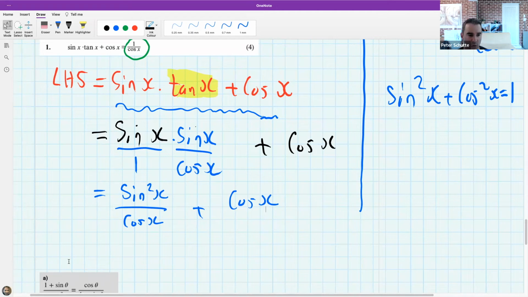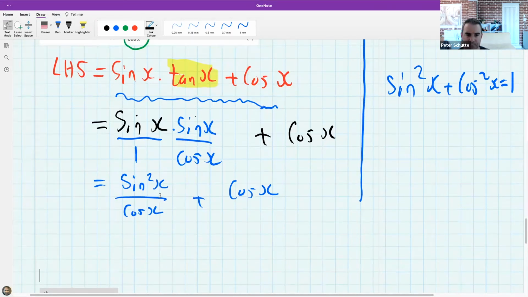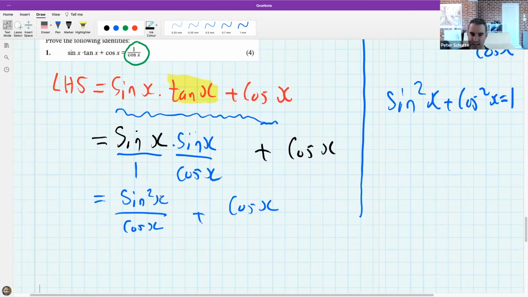But now I need a way of bringing these two together. Does anybody have a technique that they think maybe they could? I'll give you a little hint. I'm going to put this over 1. Have I changed the cos x? No. So why am I putting it over 1? Well, I think I'm going to use something called a common denominator. When I want to add 2 fractions together, I use something called the common denominator, but I need to almost create my common denominator here first. Does anybody have an idea how I can do that without breaking the law?